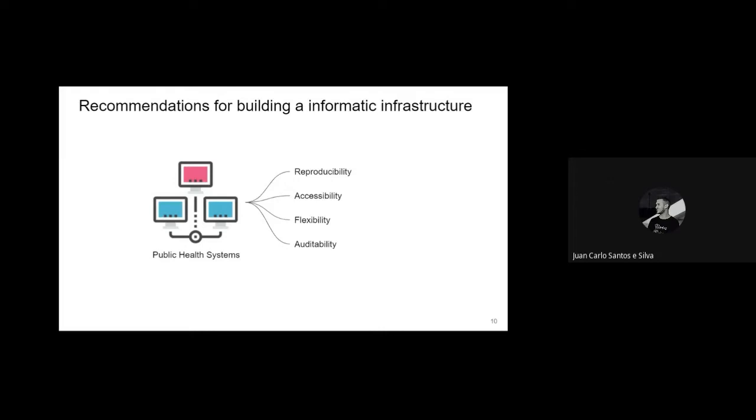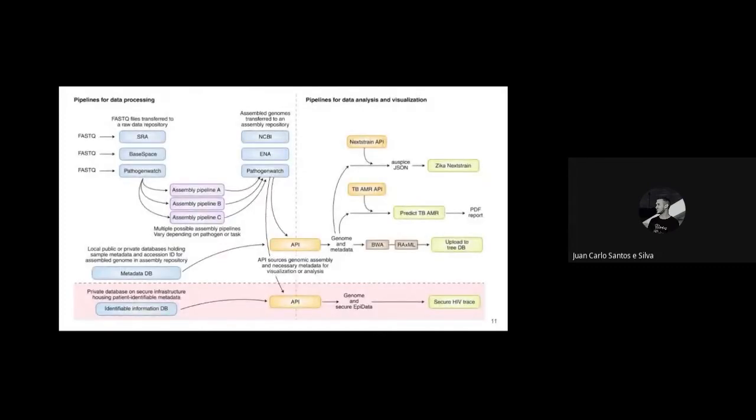Reproducibility to standardize the information across agencies. Accessibility to provide technical knowledge and resources about this data. Flexibility to help the visualization and exploration of this data in the best integrative way they can. Auditability to ensure that all of this is standardized and according to strict public health standards.